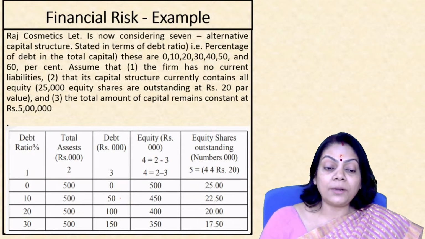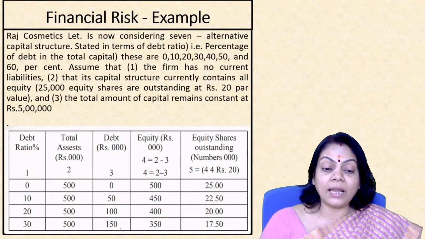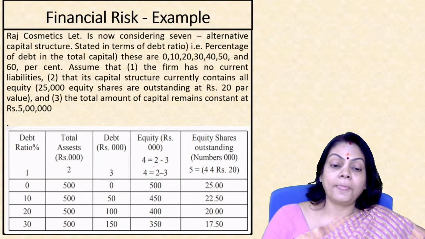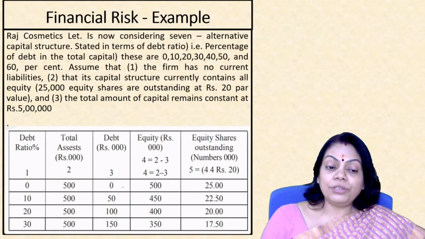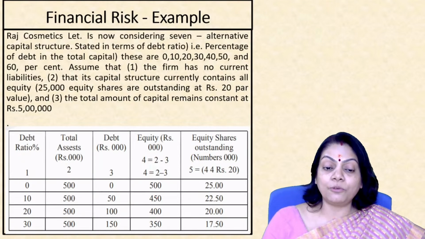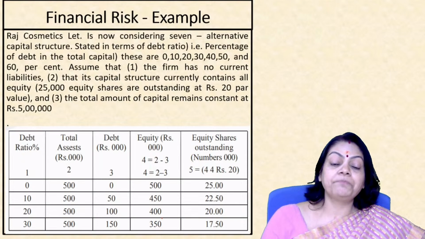That means you add up 3 zeros, 50,000, 1 lakh, and 1.5 lakh here. Now, the equity is obviously the remaining part. In the first case, the equity is 500. The second case, the equity is 500 minus 50, that's 450. Here it is 500 minus 100, 400, and 350.